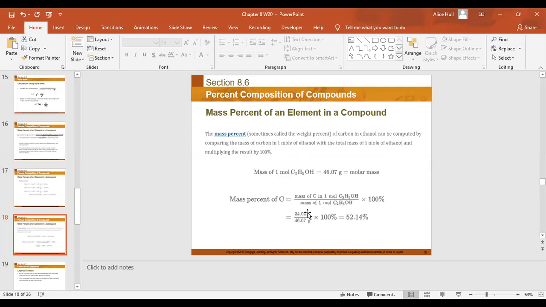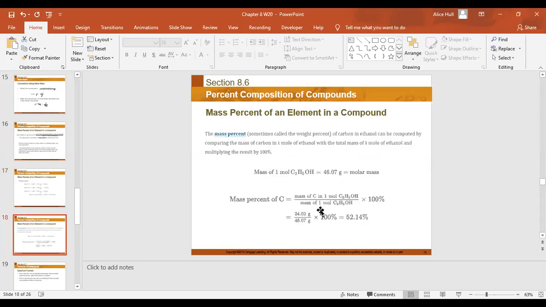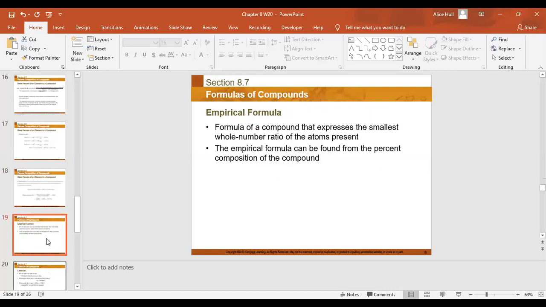What numbers, where are we pulling these? Well, the mass of 1 mole is what we found out here. That's the molar mass. See how down here they have the 46.01? Go back 1 slide. Look at the mass of carbon. 24.02 grams is what goes on top. So we're looking at what percentage of carbon is in the overall compound. We end up with 52.14%.